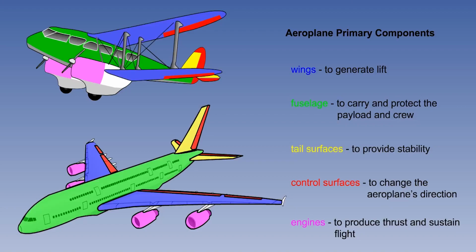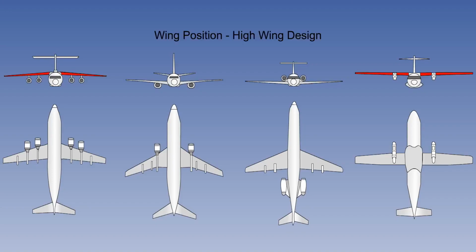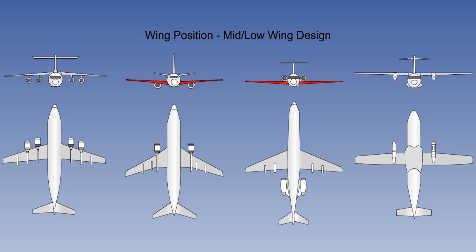The 5 primary requirements of an aeroplane are therefore met by these 5 primary components: the wings, fuselage, tail surfaces, control surfaces, and engines. Although all powered aeroplanes have the same primary components for flight, we notice that the actual design of these components is quite different. Looking at one component, the wings, they may be mounted at the top of the fuselage, or close to the middle or towards the bottom of the fuselage.